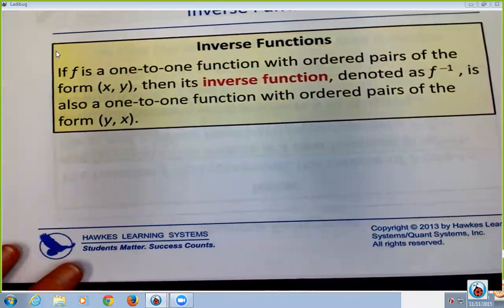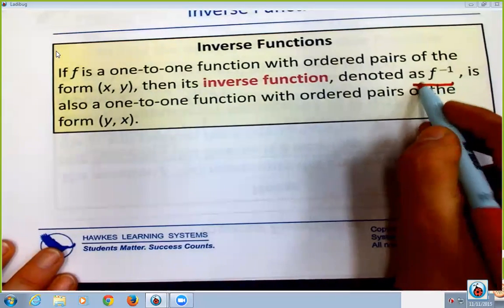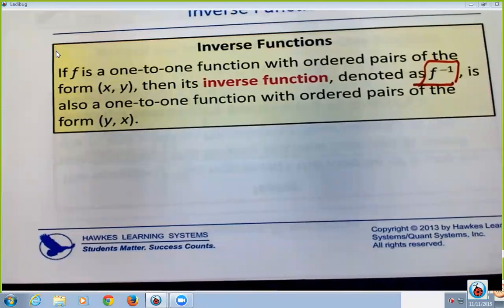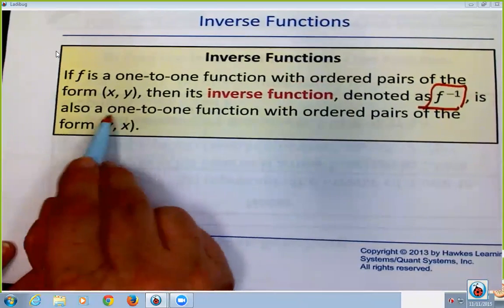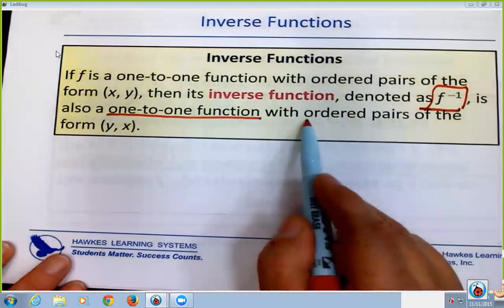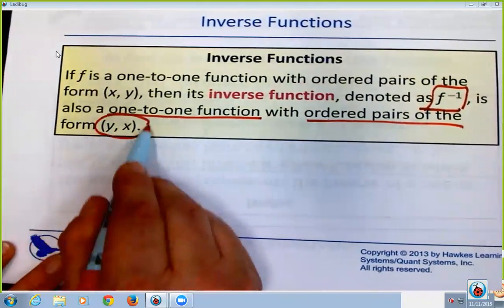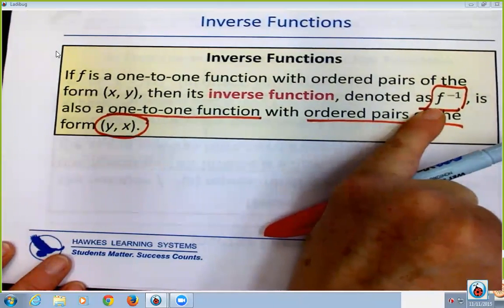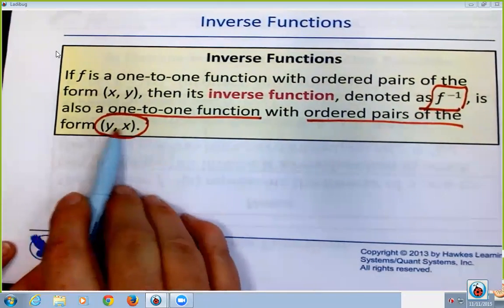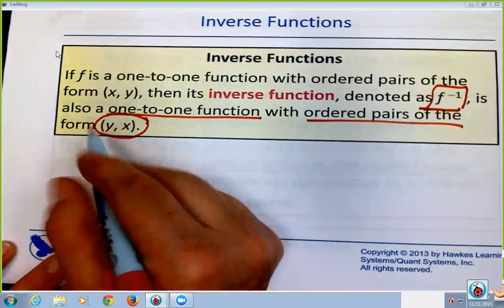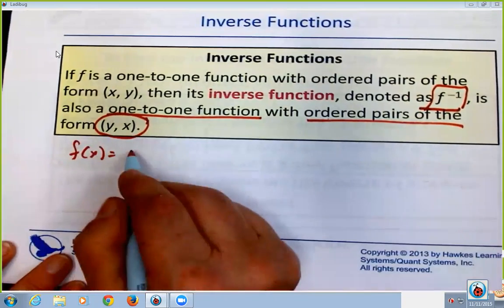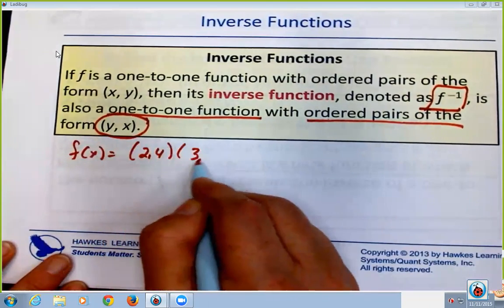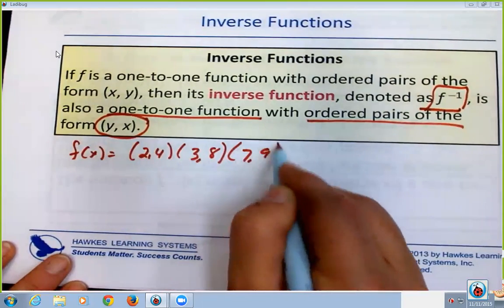Inverses are denoted by this symbol, f to the negative first. It's not an exponent, so don't think of it as one. It's just saying that. And basically what happens in a one-to-one function with an ordered pair, the opposite or the inverse function is going to just reverse your point values. So if in a regular function, you have 2 comma 4, 3 comma 8, and 7 comma 9.